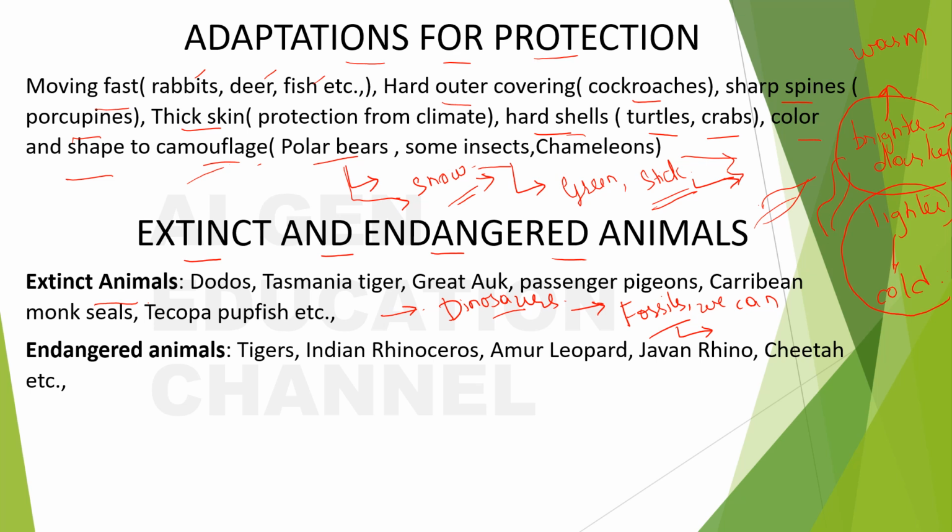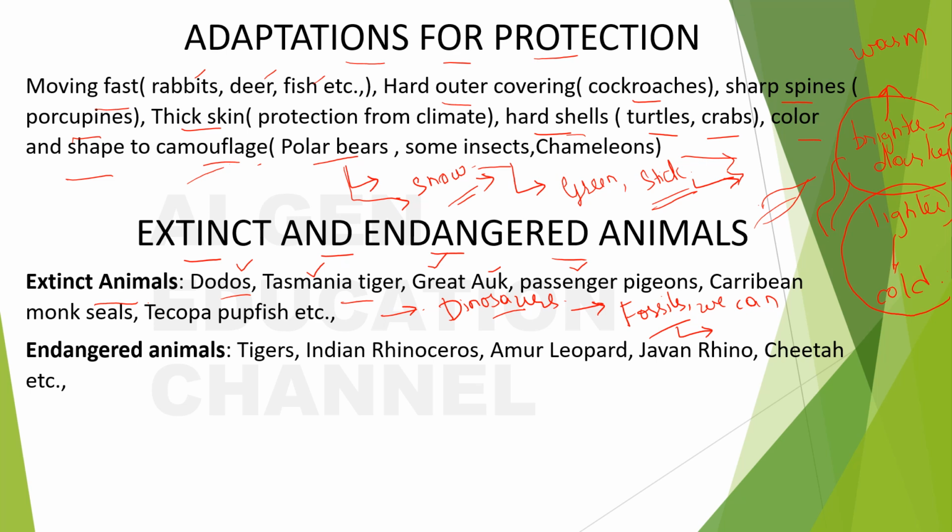And in the same manner, there are some other animals currently extinct. It means that they are no more on the earth, but they used to live on the earth. Okay, what are these? Dodos, Tasmanian tiger, great auk, passenger pigeons, Caribbean monk seals, Tecopa pupfish, and woolly mammoth. There are many animals that got extinct.